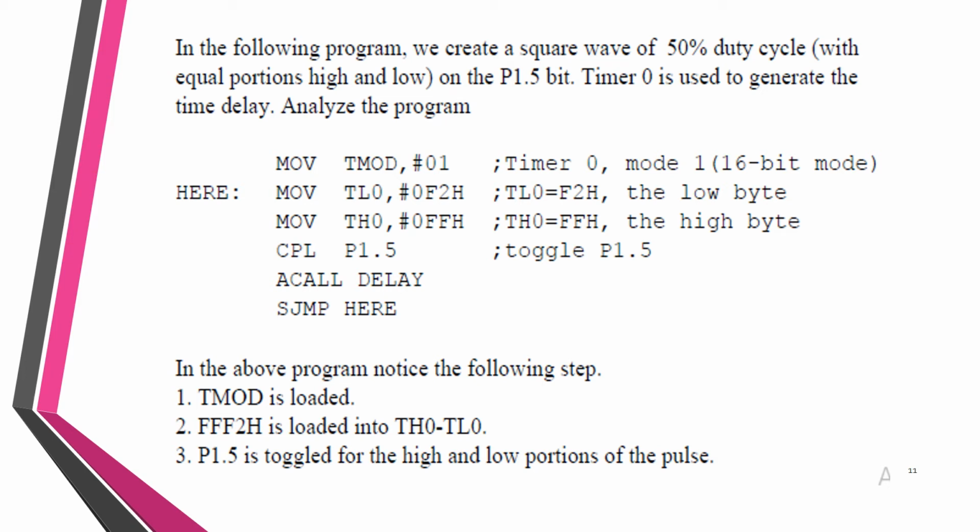In the TCON register, the LSB is IT0, then the next bit is IE0, next is IT1, next is IE1, then TR0, then TF0, then TR1 and TF1. The lower 4 bits of TCON are directly related to interrupt functions, so here we are not using them. And on the upper side, we have timer 1 overflow flag TF1, timer 1 run control bit TR1, timer 0 overflow flag TF0, and timer 0 run control bit TR0.